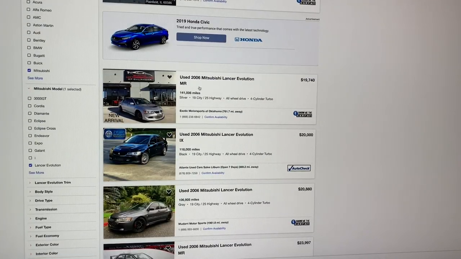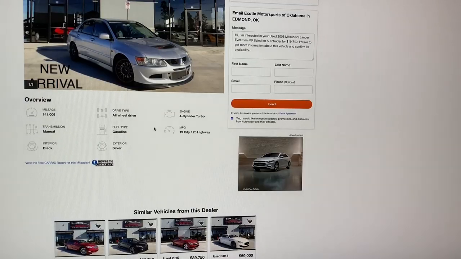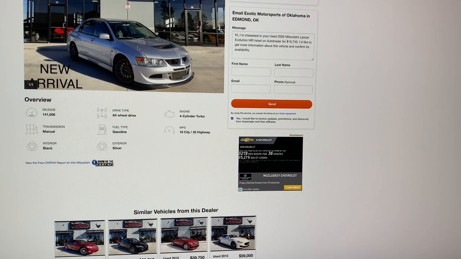All right, so now we have another one. It says it's an MR, $19,740 with 141,000 miles. It's only got this one picture. It's a good picture. Seems to have stock front mount, some sort of weird lip. The vent cover is missing. Does it look like the Evo 9 MR wheels? The picture is a little hard to tell, but I'm pretty sure they are. The wing is missing.